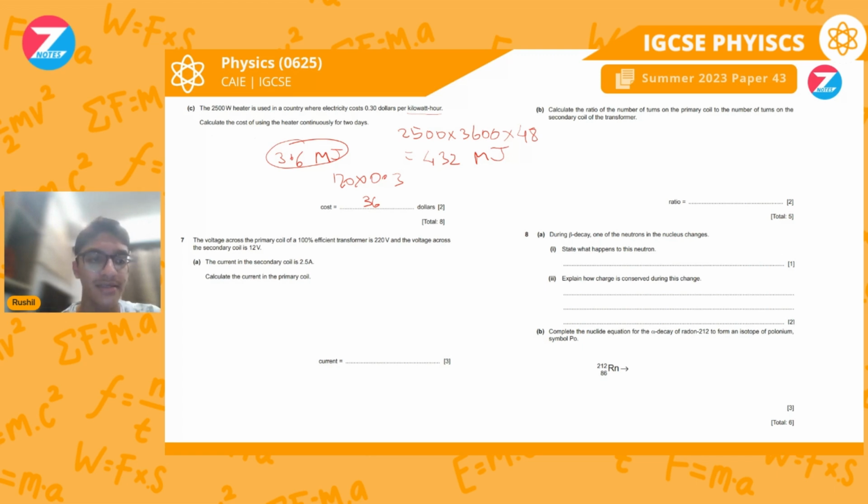Question 7 says that the voltage across the primary coil of a 100% efficient transformer is 220 volts and the voltage across the secondary coil is 12 volts. The current in the secondary coil is 2.5 ampere. Calculate the current in the primary coil.